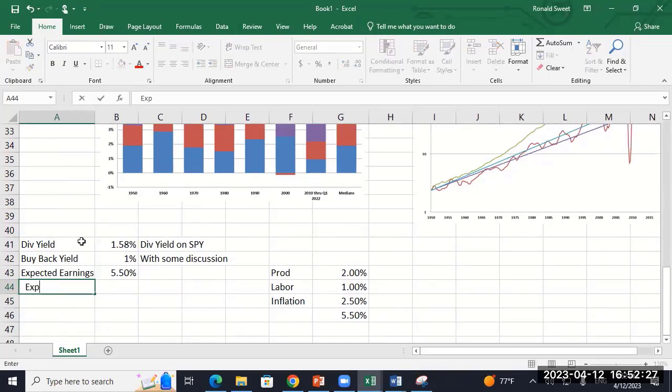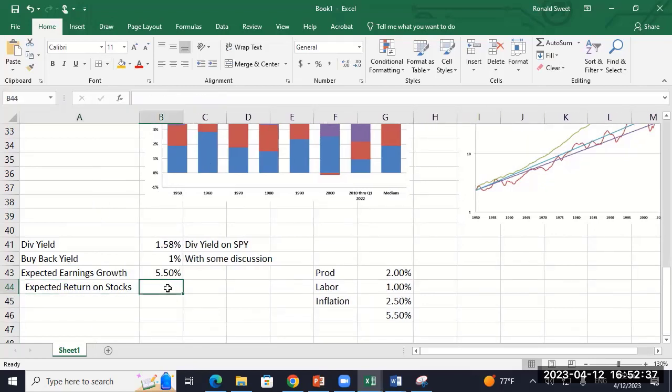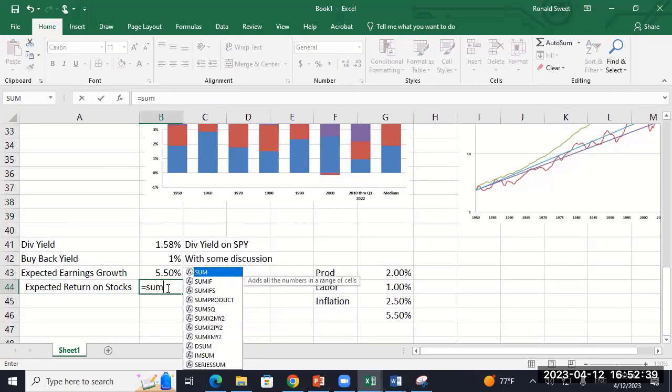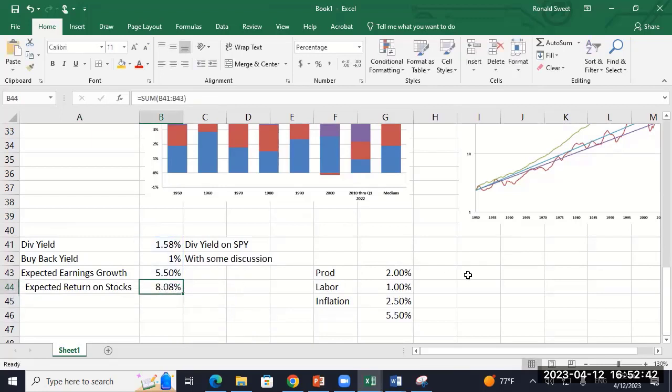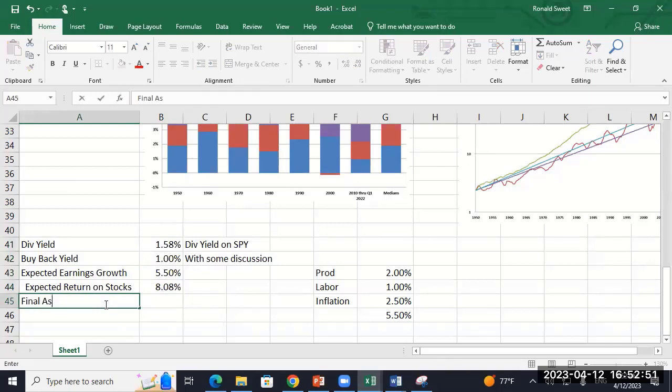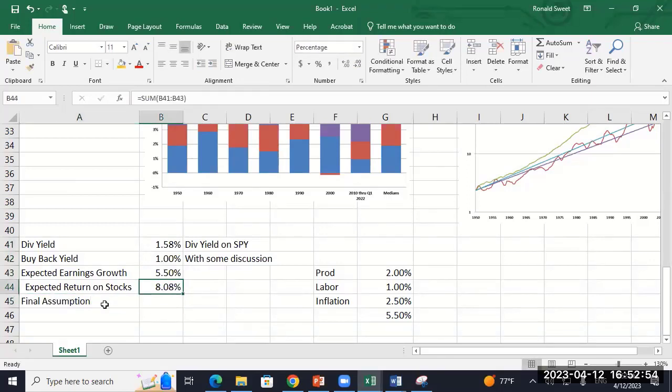And it gives us expected return on stocks, and you can round if you want to, of 8.08%. I mean, you can use 8%. If you don't want to use 8.08, you have too many decimals you have to worry with.